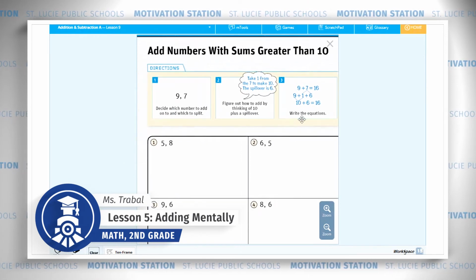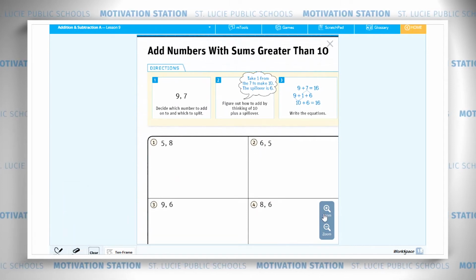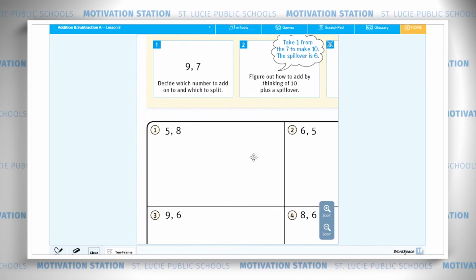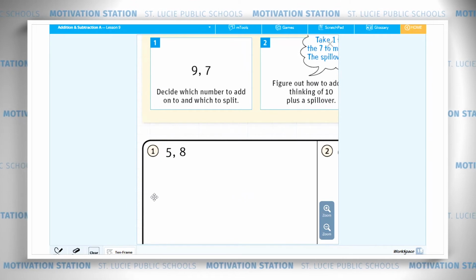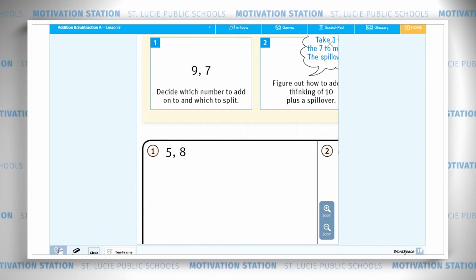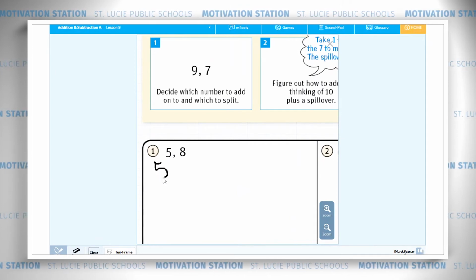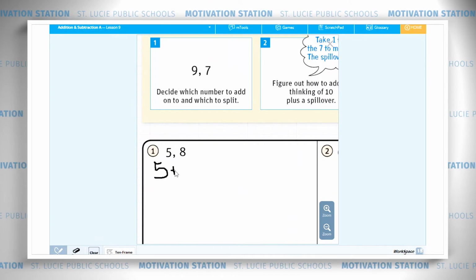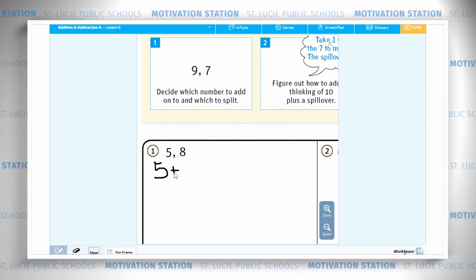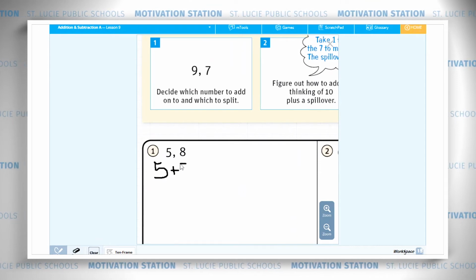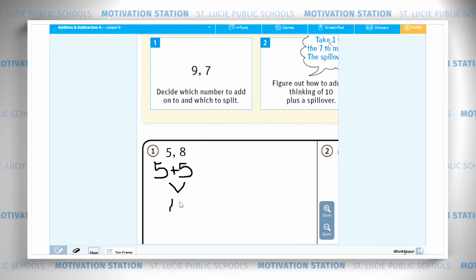So you are going to work through these 3 steps just like we did on our board. We're going to work through number 1 and 2 together. 5 plus 8. Okay. 5 plus 8. First, I know that I have a 5 here. I'm going to write 5 plus, how many more do I need to make a 10? Correct, 5 more. 5 plus 5 becomes 10.